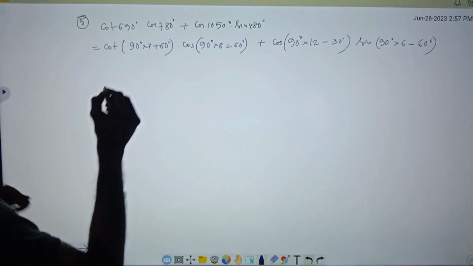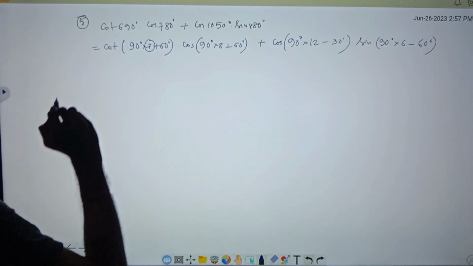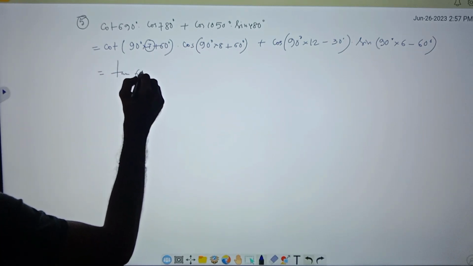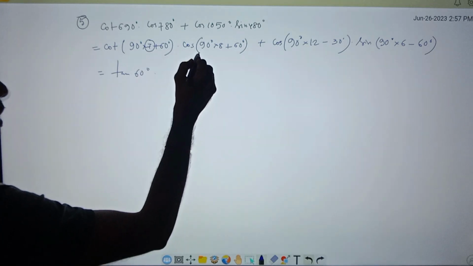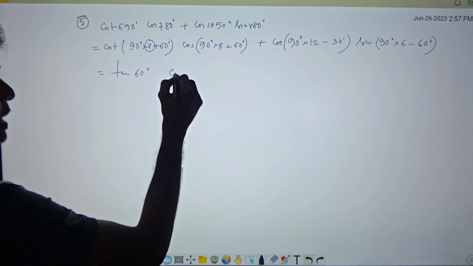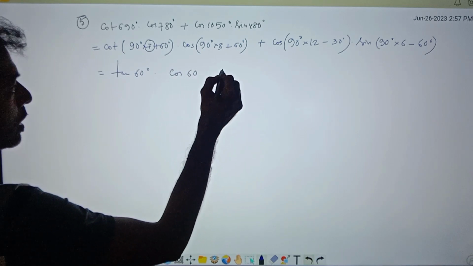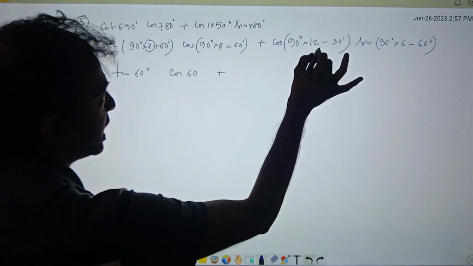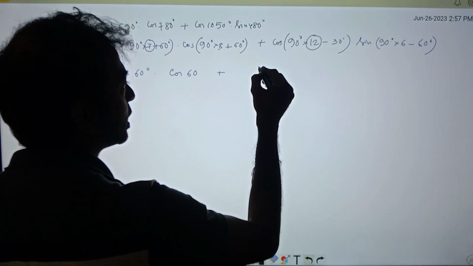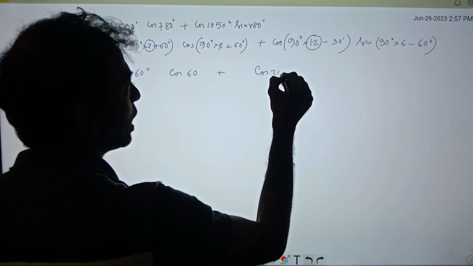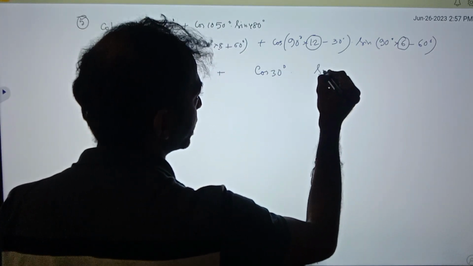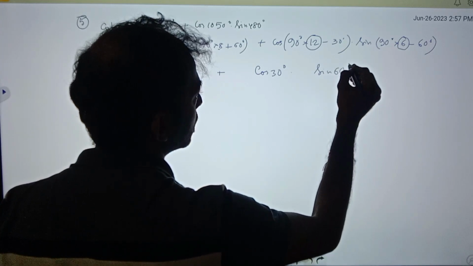Hence, here it is an odd multiple. So trigonometric ratio is going to change here, and that will be tan 60 degree. Okay. Cot 90 into 8 plus 60. Trigonometric ratio is not going to change here, and that will be cos 60 degree. Plus cos 90 into 12 minus 30 degree. Trigonometric ratio is not going to change here. That will be cos of 30 degree. And here sine 90 into 6. Trigonometric ratio is not going to change here. That will be sine 60 degree.